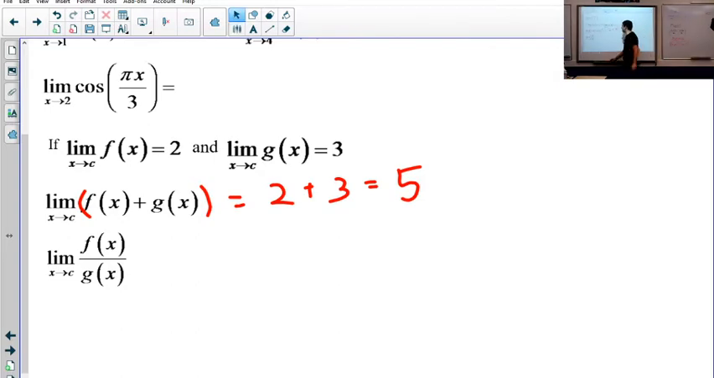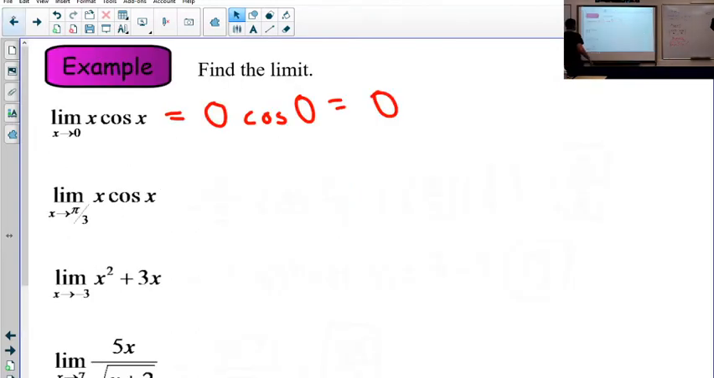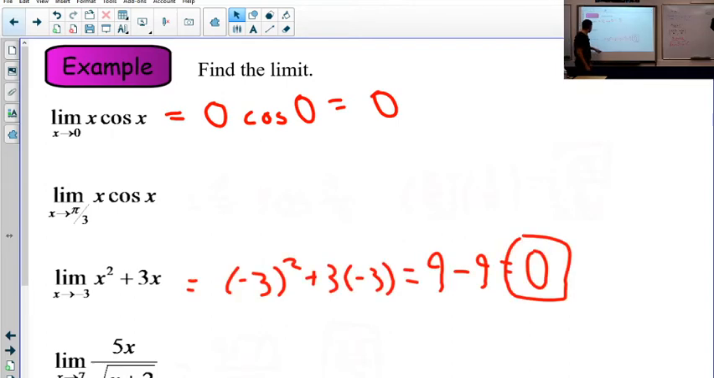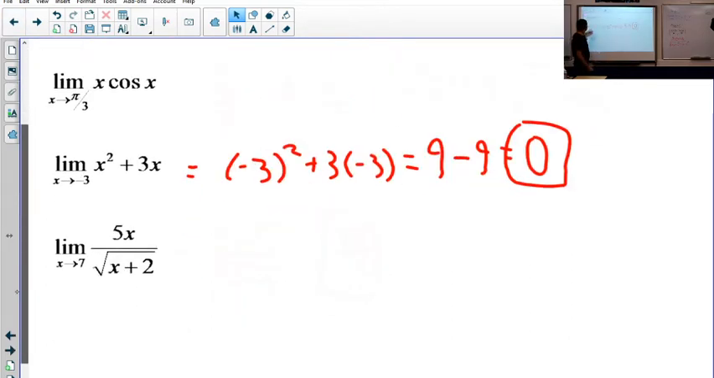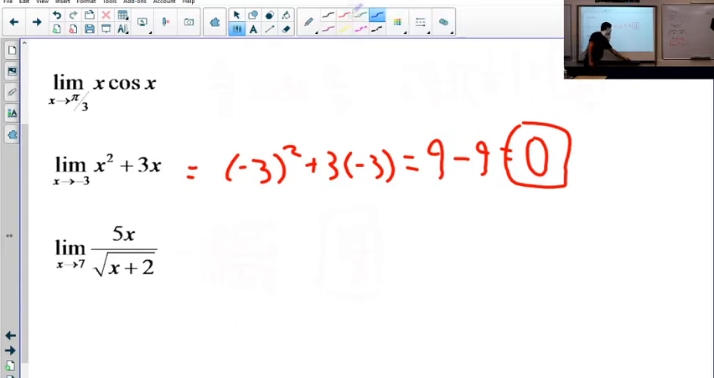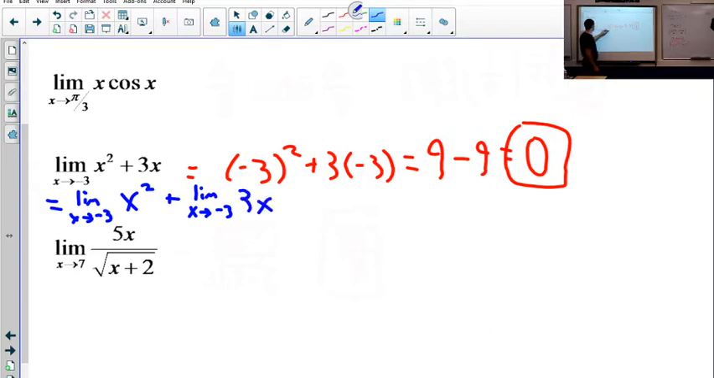Another way to say that, if you want a specific function, this is the same as saying that instead of just plugging in the number into x squared plus 3x, I could say that this is the same as the limit as x approaches -3 of x squared. I could split up these limits and find them separately and then combine them together. So this is the same as the limit of x squared and the limit of 3x put together.